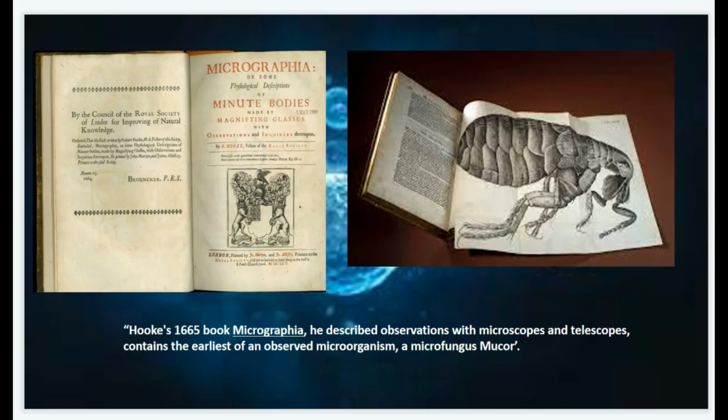Now, this book was a hot seller at that time, not only because of the latest information in it, but also the folded pictures that were present in his book. These pictures showed all the minute details of the organisms he watched under his microscope. Can you see the pictures? They are so nicely drawn, and you can see the minute details he mentioned in his book. Here is the line I have mentioned: Hooke's 1665 book Micrographia, in which he described observations with microscopes and telescopes, contains the earliest of all the observed microorganisms.